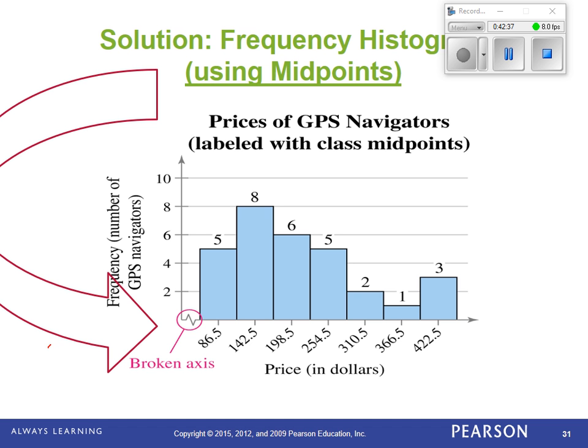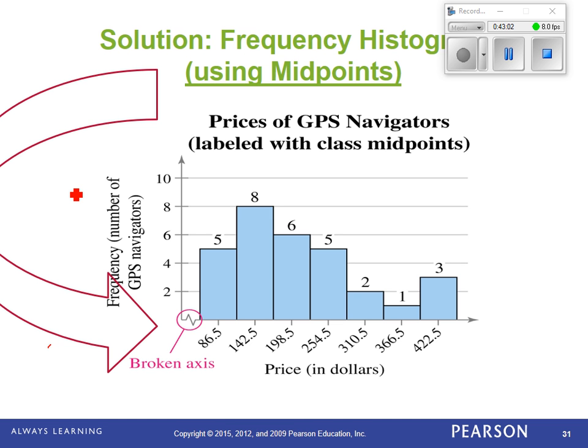Oh, they already made it. We didn't need to. So this is what it looks like. Couple things on this. Notice the midpoints, just right in the middle of the bars. Then all you do for the first class, there were 5 of them, right? The frequency was 5.